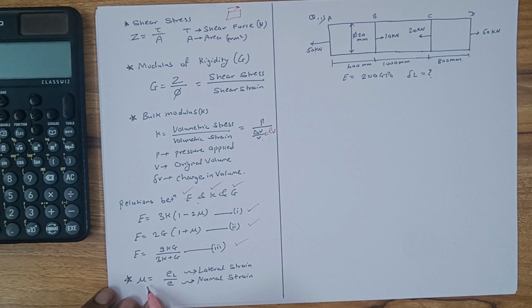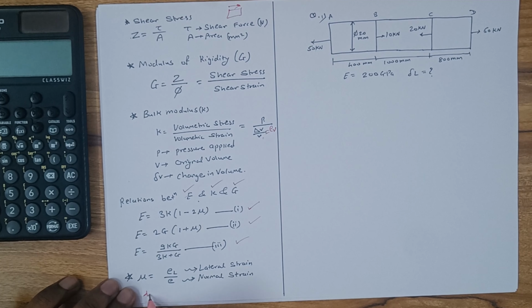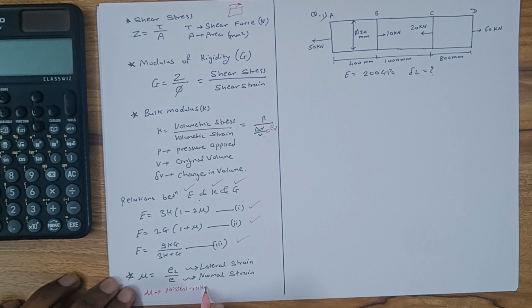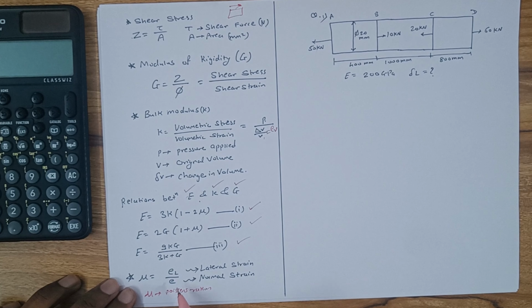Now the Poisson ratio. Mu is known as Poisson's ratio. It is epsilon L upon epsilon, lateral strain upon normal strain.